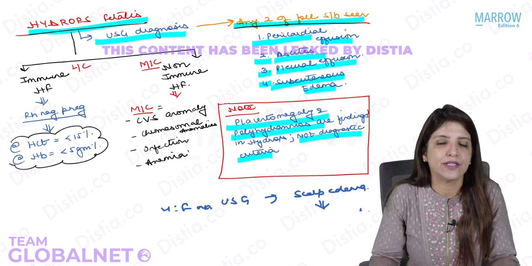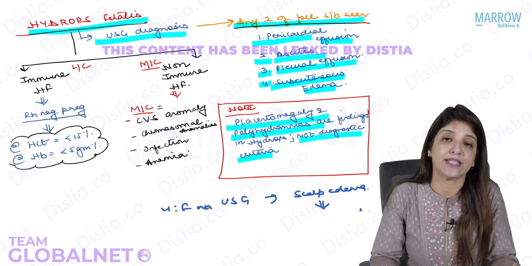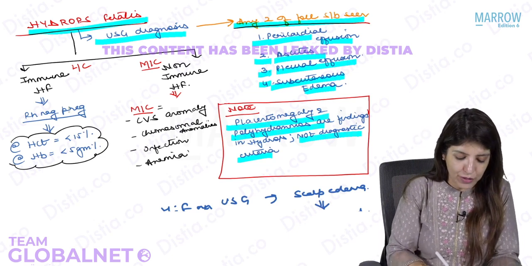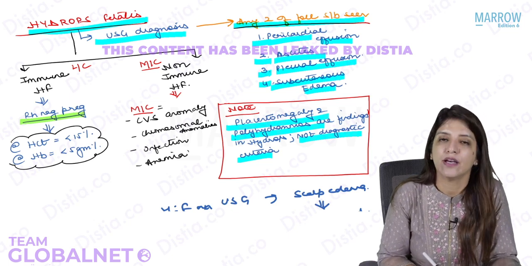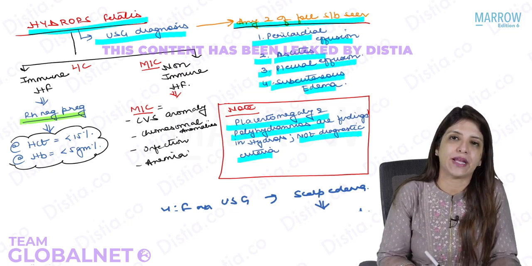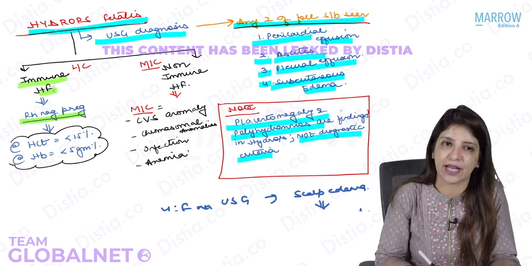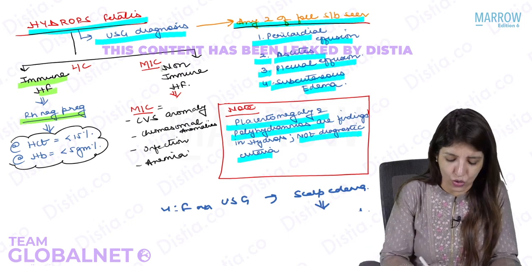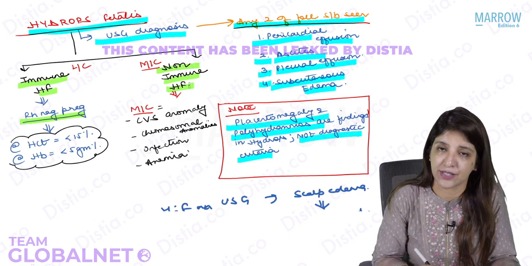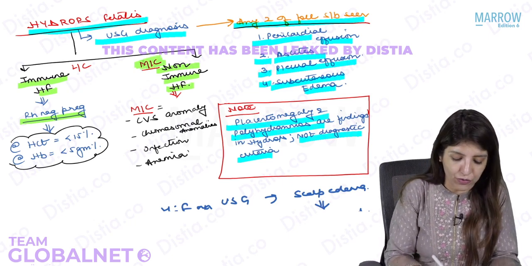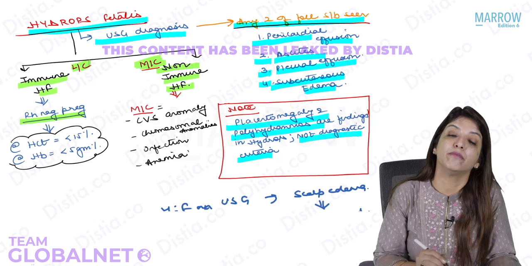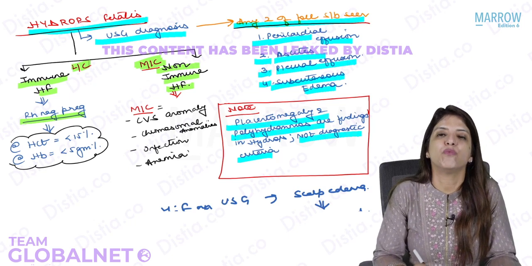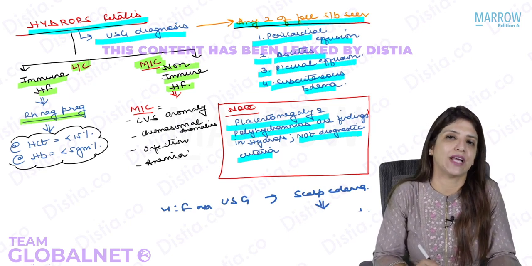Now, hydrops fetalis is not only seen in Rh negative pregnancies, it can be seen due to other causes as well. So, if hydrops fetalis happens in a case of Rh negative pregnancy, it is called immune hydrops fetalis. But if it is not happening in Rh negative pregnancy, and is happening due to some other cause, that is called non-immune hydrops fetalis. Remember, non-immune hydrops fetalis is more common than immune hydrops fetalis.